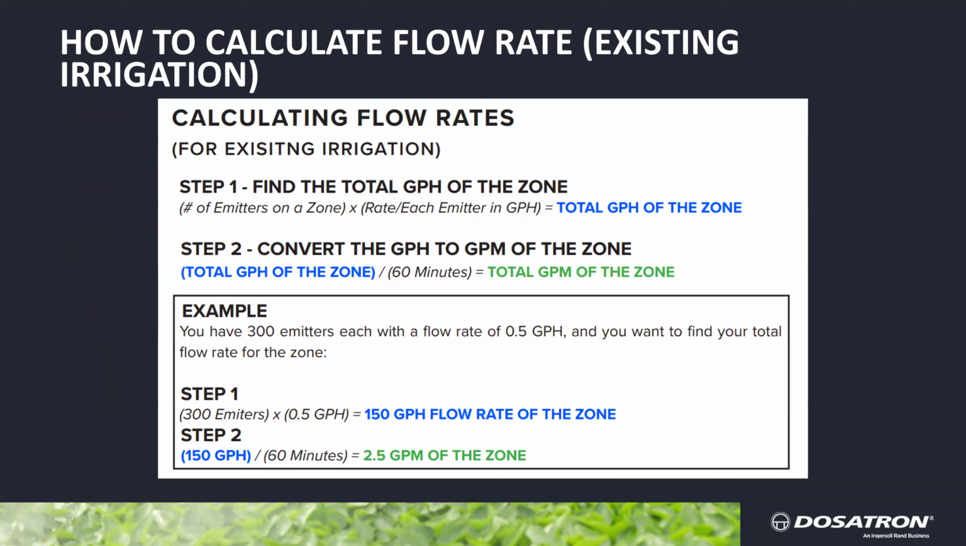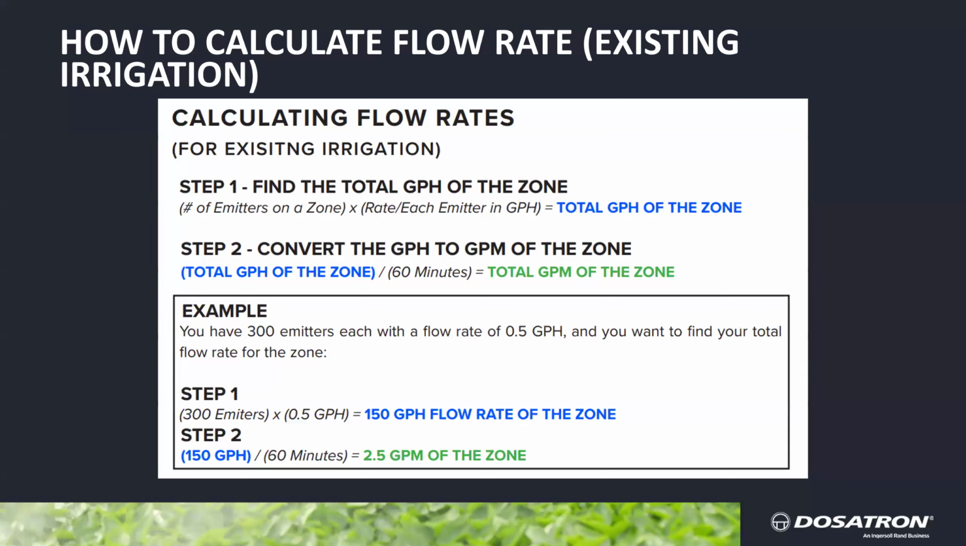How do we calculate flow rates? If we have existing irrigation, the formula really becomes quite simple. We're going to take the number of emitters or outlets on a zone. It could be nozzles or sprinklers. It could be drip tape with 12-inch spacing, or emitters that we have plugged into our drip line ourselves. But the number of those outlets times what the rate of each outlet is in gallons per hour.